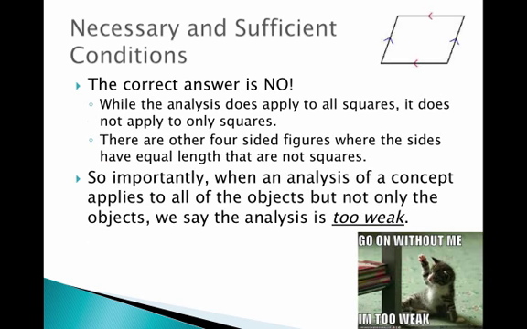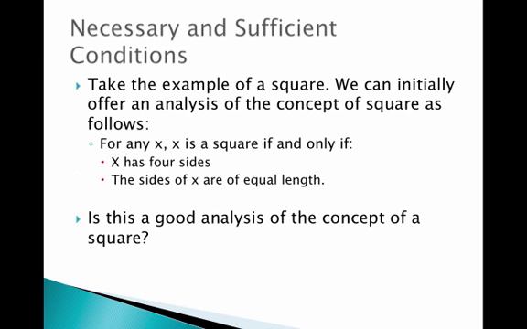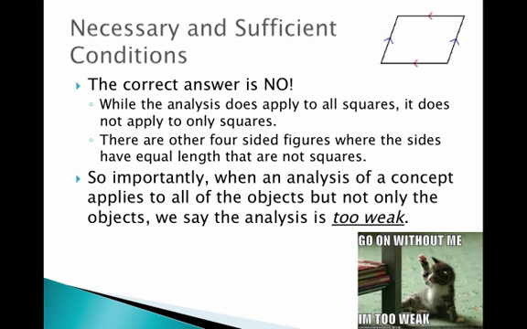Why not? Well, it does apply to all squares. All squares have 4 sides that are of equal length, but it doesn't apply to only squares. There are other 4-sided figures where the sides have equal length, but those figures are not squares. I've got an example right here. So importantly, when we do an analysis of a concept, that analysis must apply to all of the objects, but not only those objects. Okay, let me rephrase it. So importantly, when an analysis of a concept applies to all of the objects, but not only the objects, we say that the analysis is too weak. So this was a weak analysis of a square.